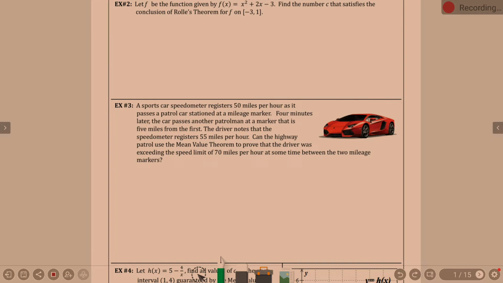So let f be the function given by f of x. Find the number c that satisfies the conclusion of Rolle's theorem for f on -3, 1. So, first thing I just mentioned, in order for us to even consider Rolle's theorem, the function has to be continuous and differentiable. What do you notice about that function? It's continuous. Okay, it's continuous. Differentiable? I think so. Okay.